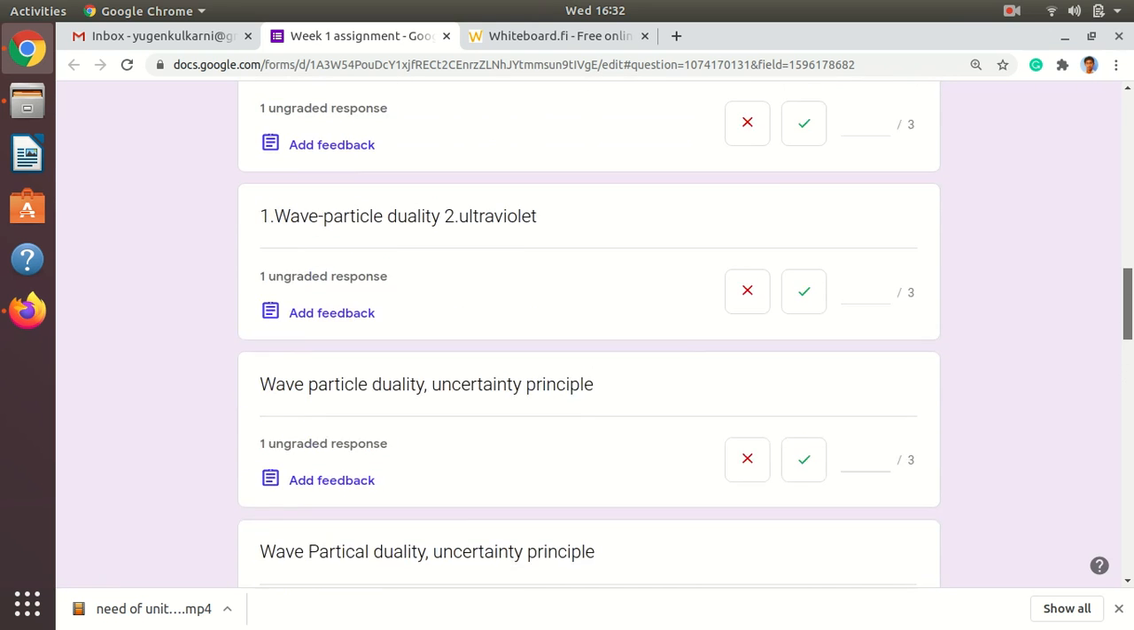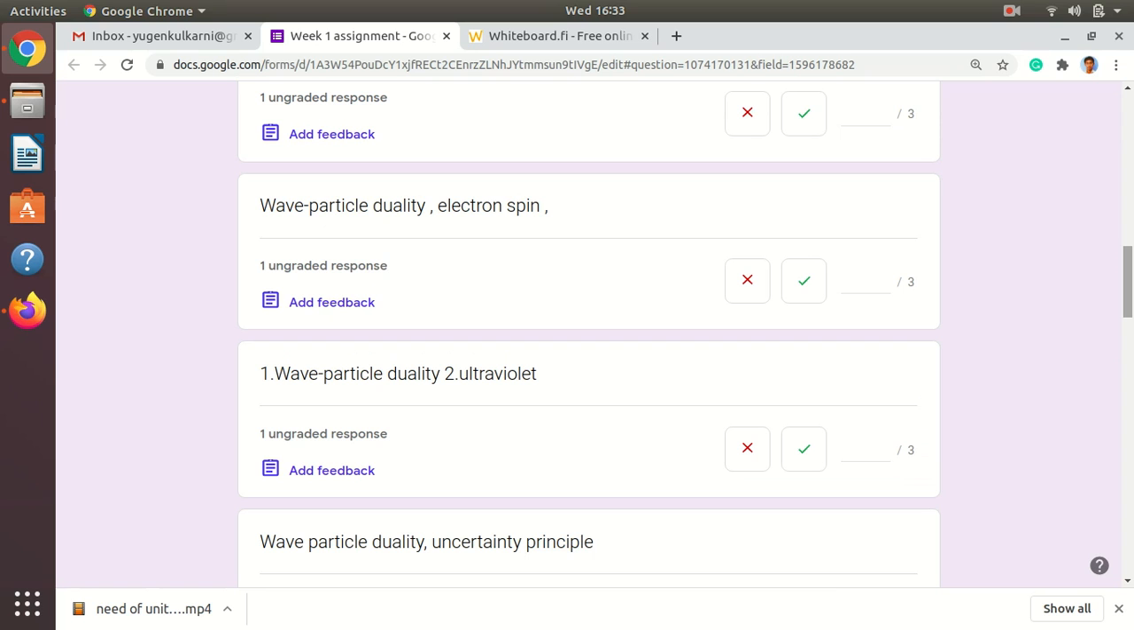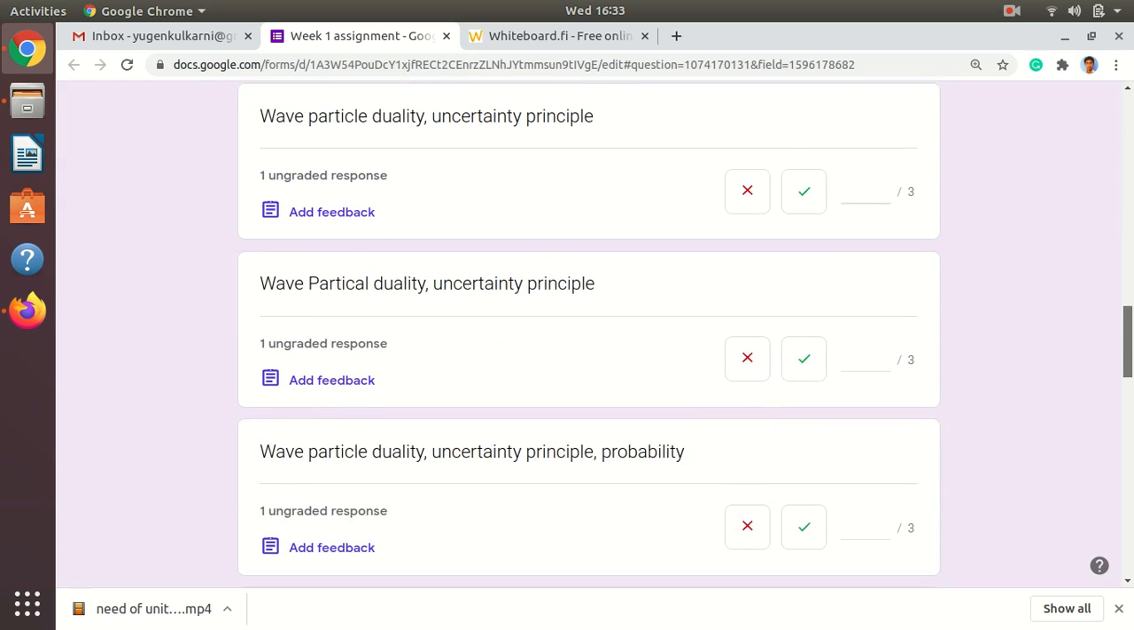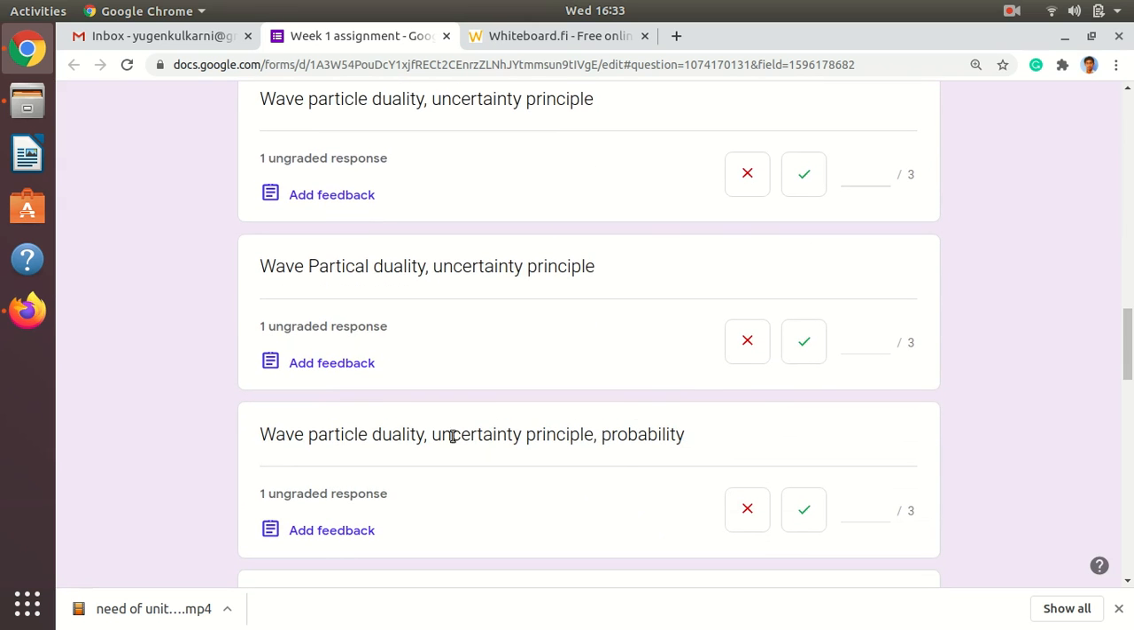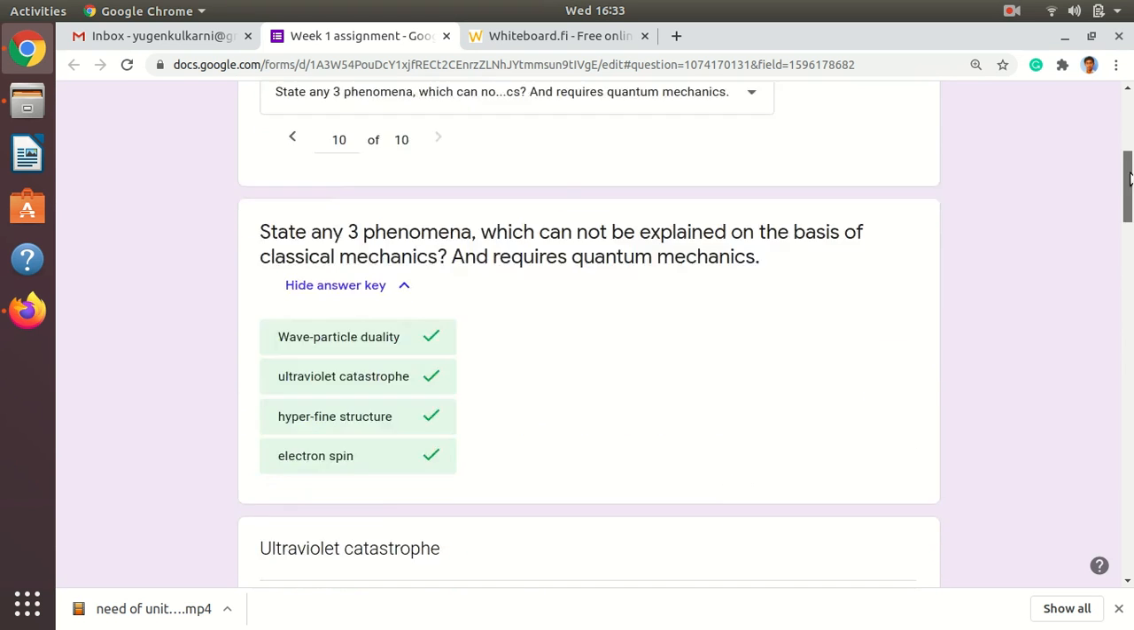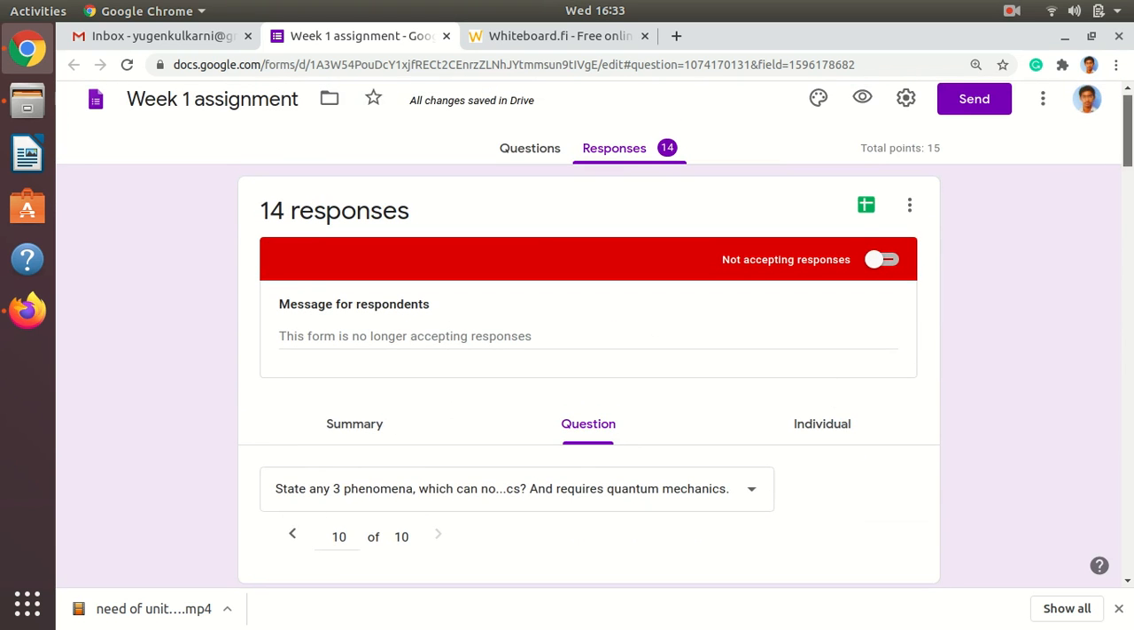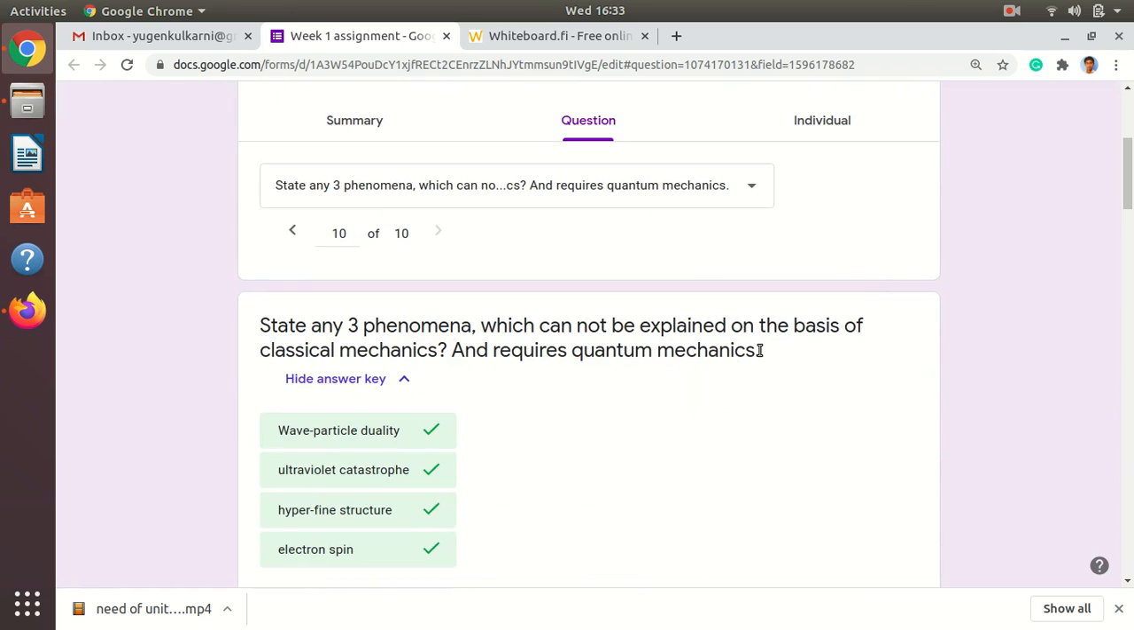All those who have written three correct answers will get 3 marks. Otherwise this will get 2. Here you have written "ultraviolet" only; it should be ultraviolet catastrophe, but you might still get 1.5. This will get 2 marks, this will get 2 marks, and half mark for this. What I mean here is that in this question, we state any 3 phenomena which can't be explained on the basis of classical mechanics.